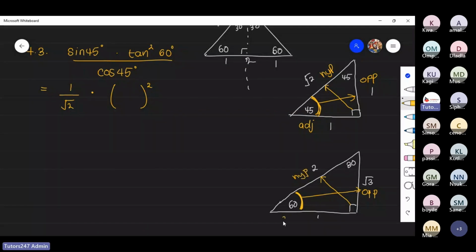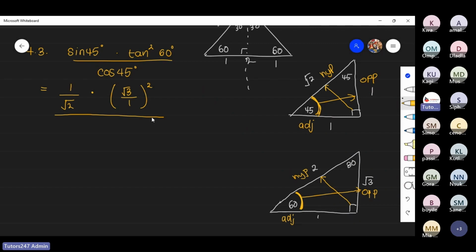And this is the leftover side, so our adjacent. So tan is equal to opposite over adjacent. Our opposite is the root of 3, whereas our adjacent is 1. So that is what we have, the root of 3 over 1 all squared. The squared comes from tan squared, okay? If it was tan cubed or tan to the power 4, you would put that to the power 3 or to the power 4, whatever exponent, you would put it in, okay?